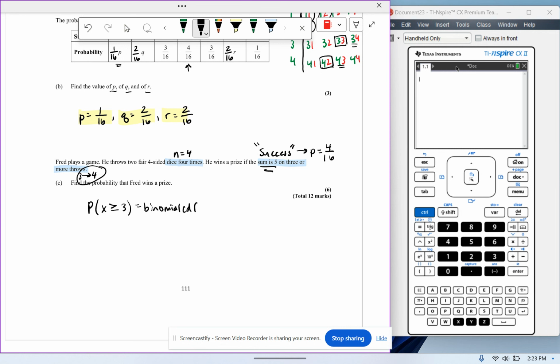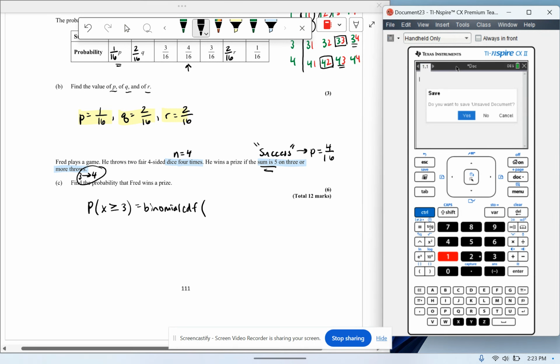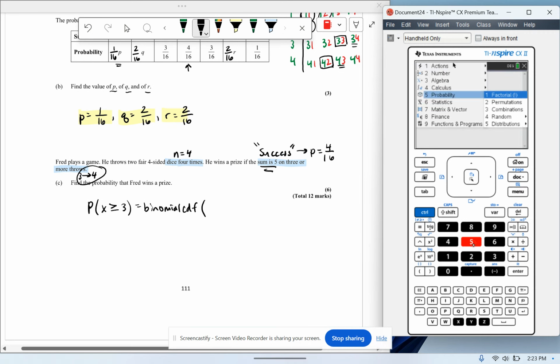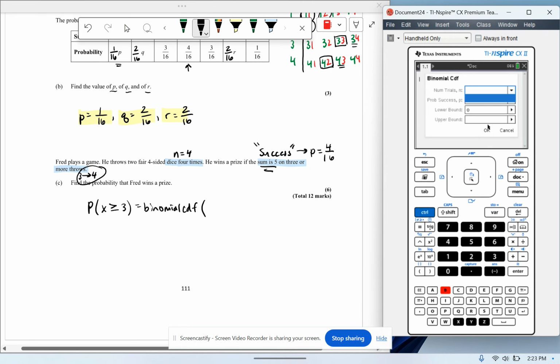So I'm going to do binomial CDF, and I'm going to type that into my calculator right here. I was already on calculator. What happened? So I've got menu 5, 5. CDF is going to be B. The number of trials is 4. The probability of success is 4/16. Then the lower bound is going to be the third throw, right? So that's going to be a 3. And then the upper bound is going to be 4 because it's the 4th throw. Okay.